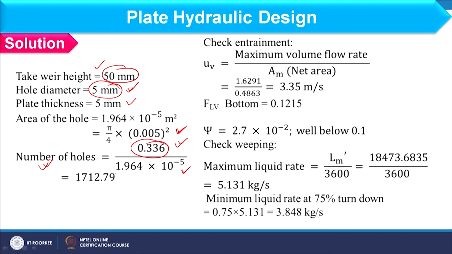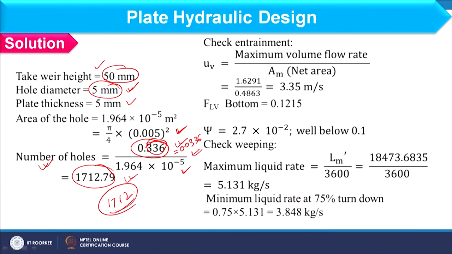So this hole area value, how can I obtain that? This is 8% of active area, if you recall the example. So this value should be 0.0336, not this, right? So consider this value, and you can find number of holes as 1712.79, as it cannot be in decimal. So complete number should be 1712, because area is fixed. So we have to round off the number of holes, okay.